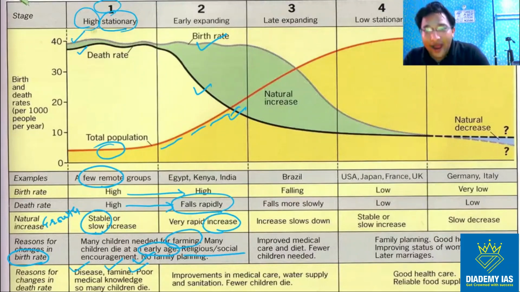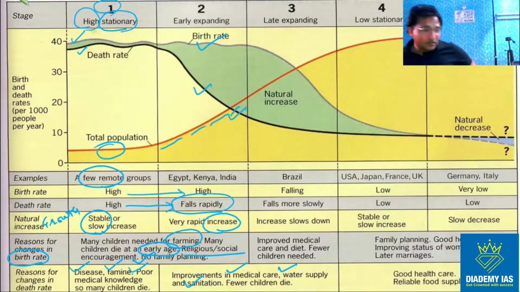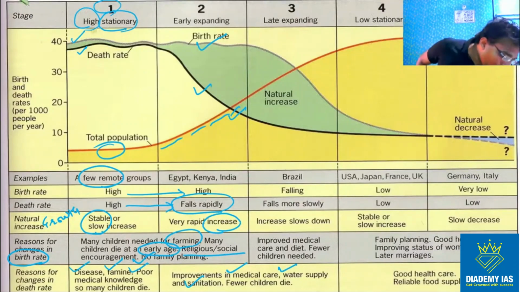Now, why does this death rate come down? This death rate comes down because of improvement in medical care, clean water supply, sanitation, all those things. The death rate comes down, right? But birth rate remains the same. So birth rate कम क्यों नहीं होता?